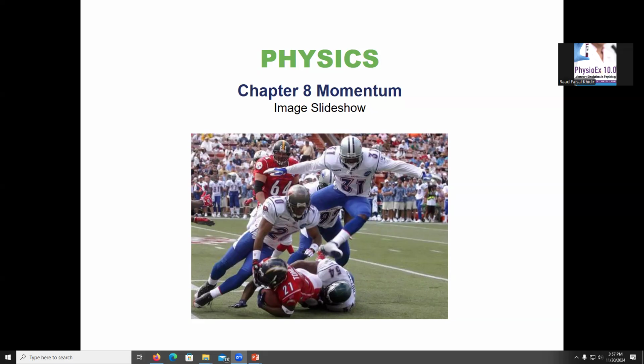So the difference between force and momentum is that force, from Newton's second law of motion, equals mass times the acceleration. But the momentum is not mass times the acceleration. Momentum is mass times the velocity. So very interesting.